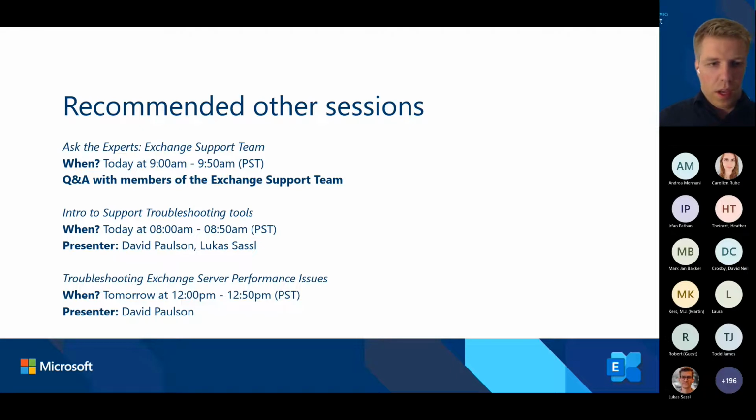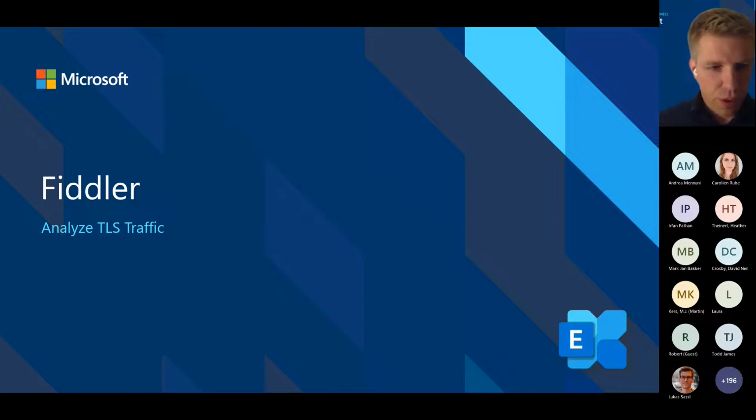So let's start with one big tool, and I would like to start with Fiddler. So what is Fiddler? What could you use Fiddler for, and why is it so important for this stuff we are doing? Fiddler is a general so-called web proxy. It is used to analyze TLS traffic, and as a lot of you know, we want to encrypt all the traffic. So this is on one side quite good.